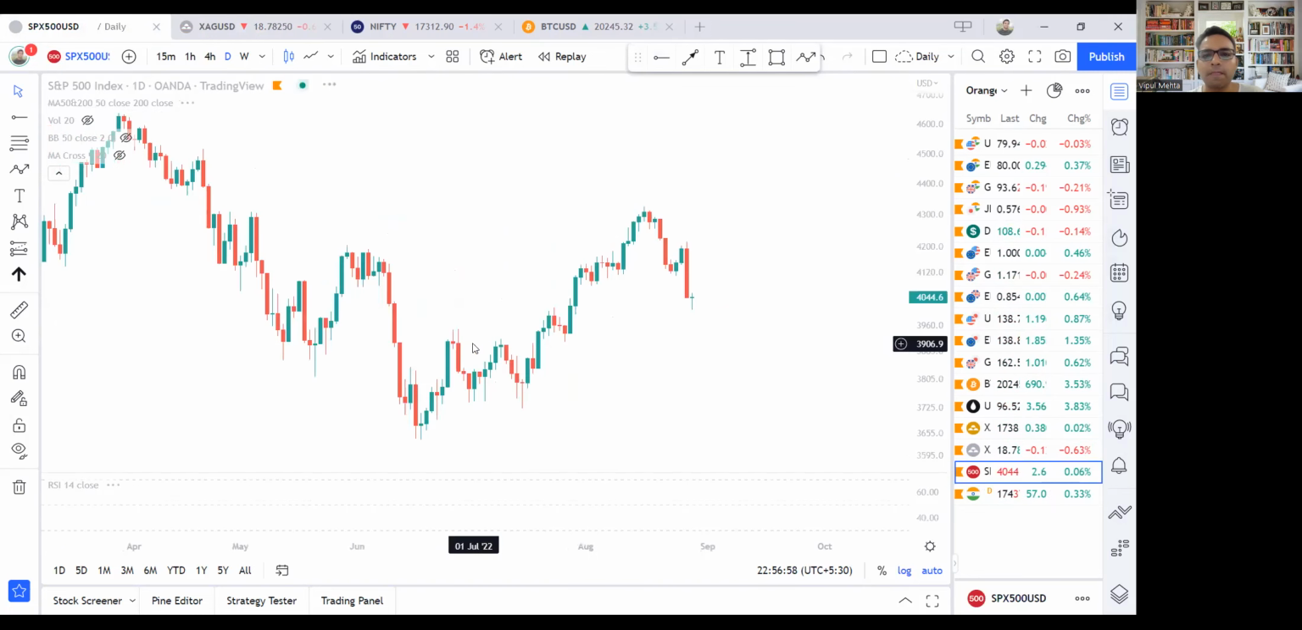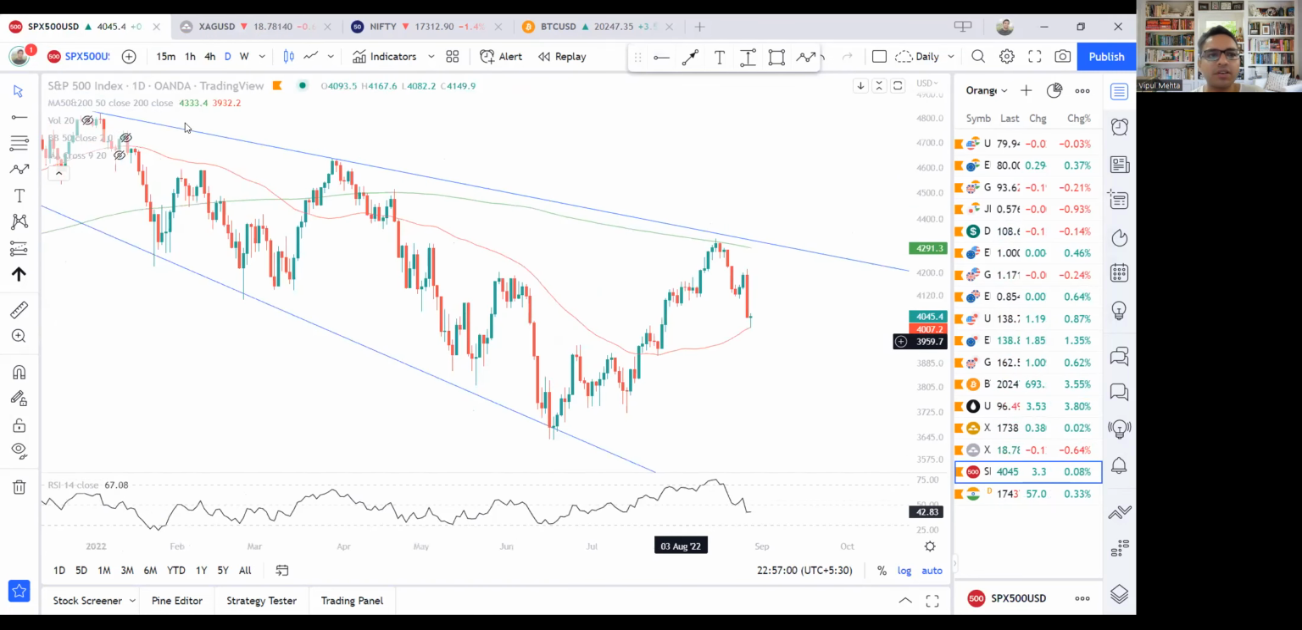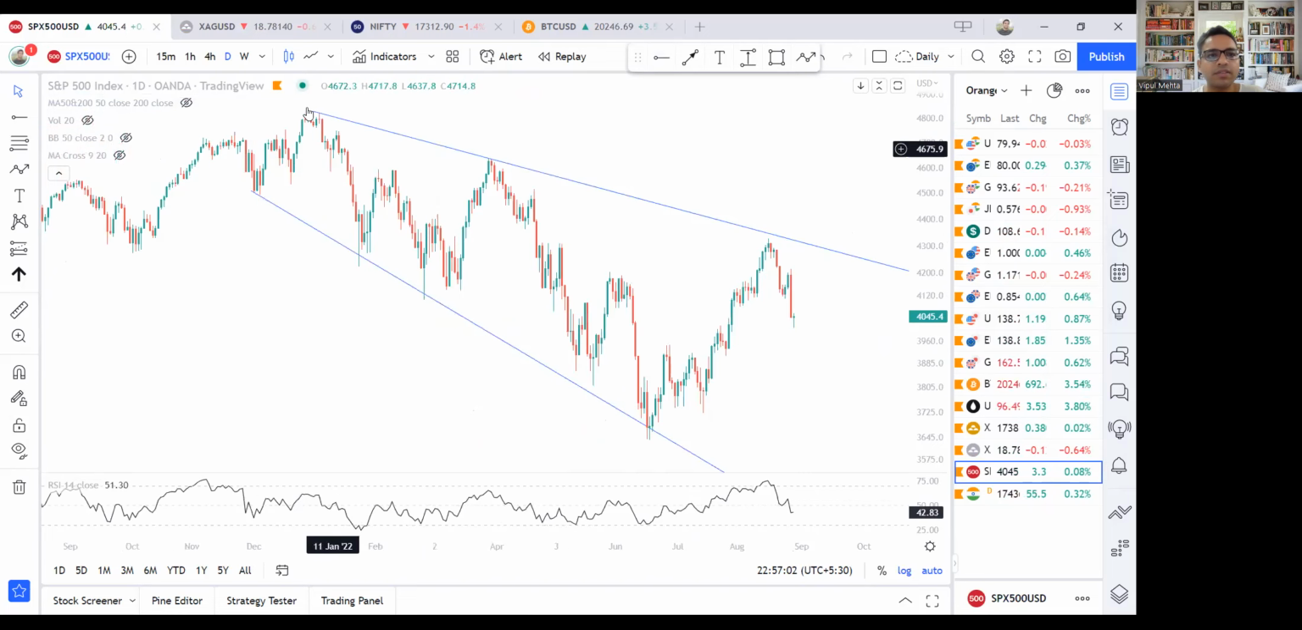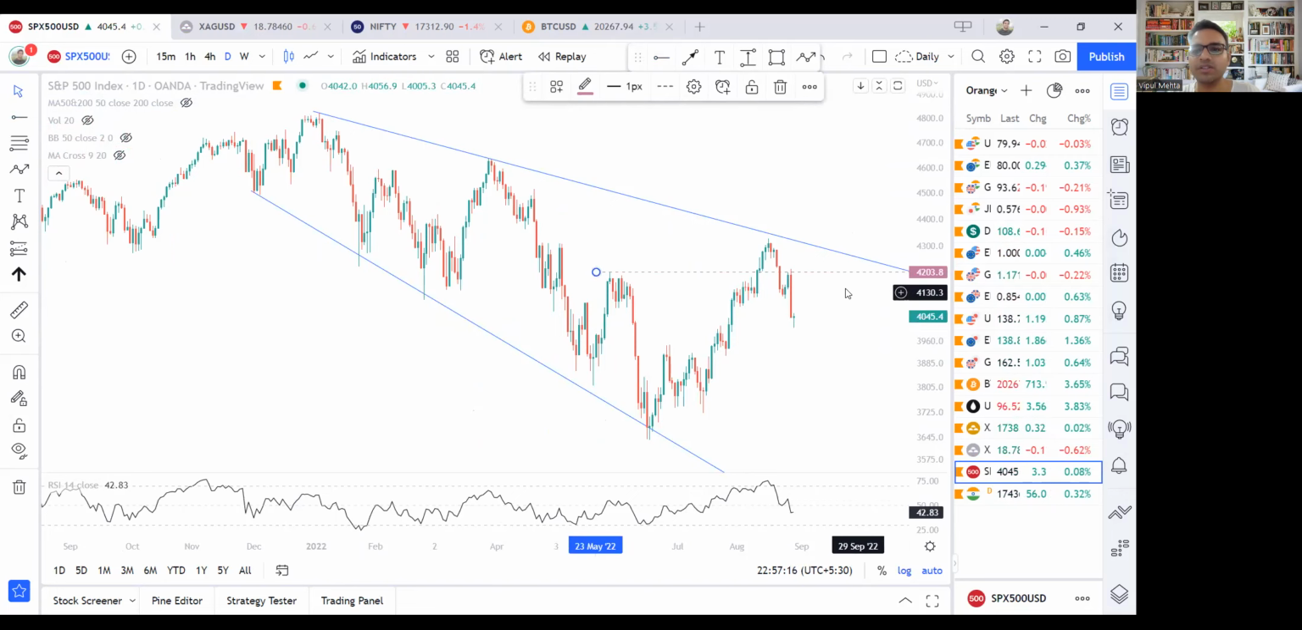Let's look at the S&P 500. This has been consolidating in this sort of zone. This was a third touch at this trend line, and then prices continued to fall. Besides, 4200 was also an important zone, and we never really breached 4200 very comfortably.